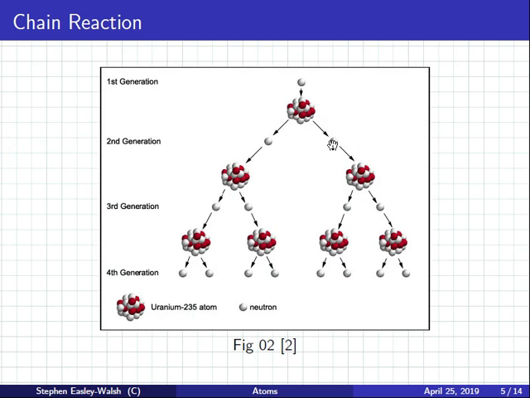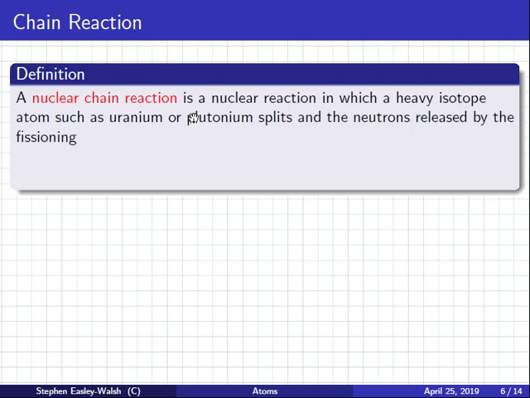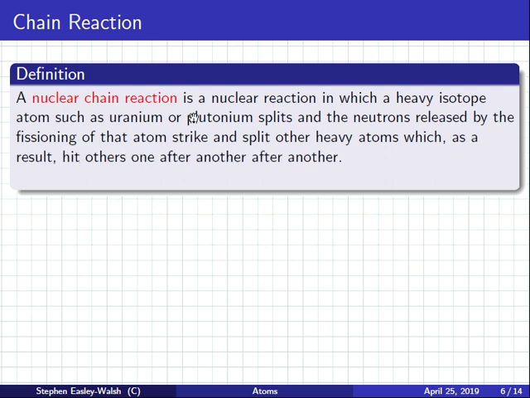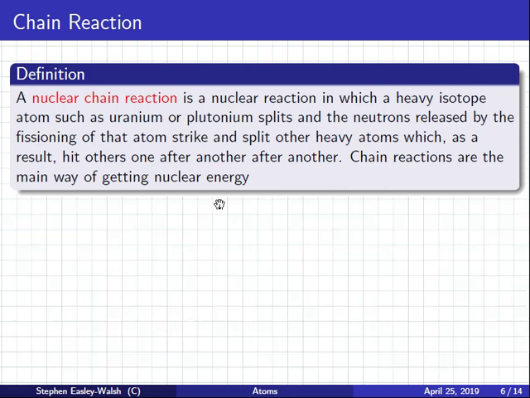So this is called a chain reaction. A chain reaction is a nuclear reaction in which a heavy isotope such as uranium. So, you're asking me, does it have to be uranium? It can be uranium or plutonium, for example, that splits, and the neutrons released strike and split other heavy atoms, which in turn hit others, one after another. Chain reactions are the main way of getting nuclear energy. So I'm just describing in words what happens here.